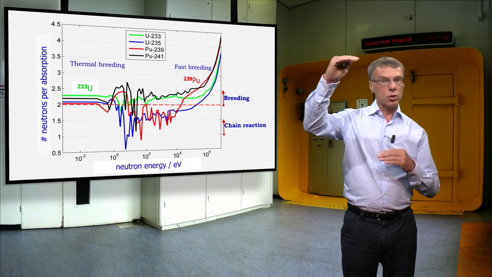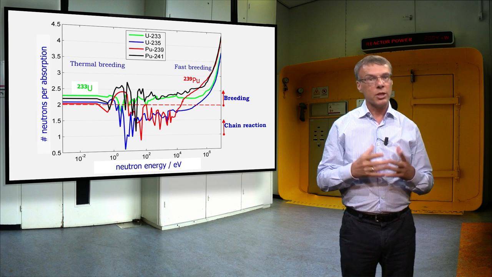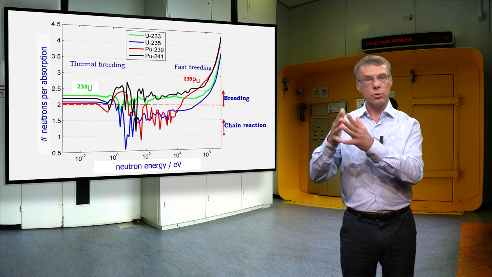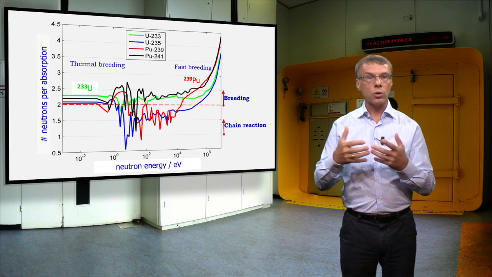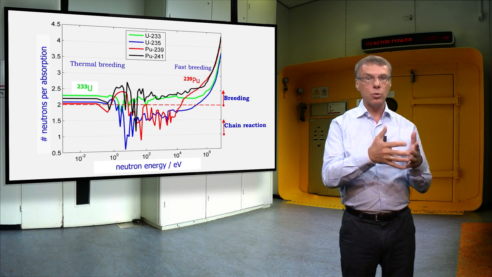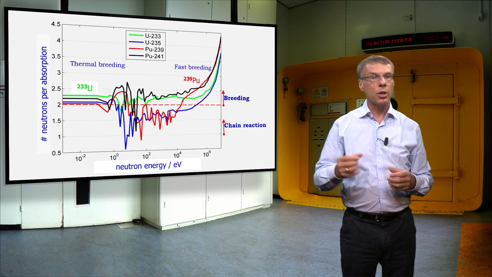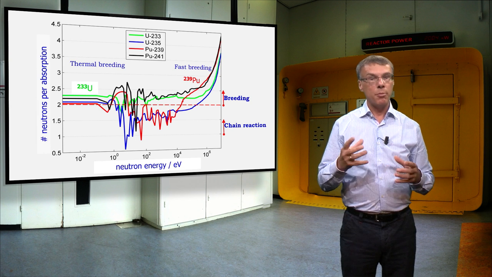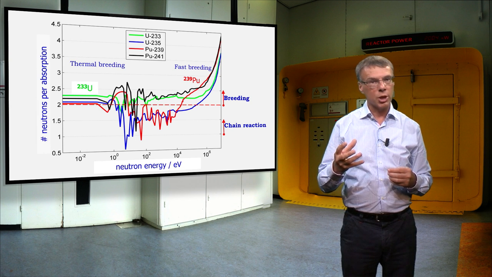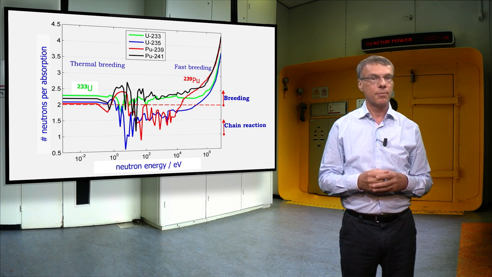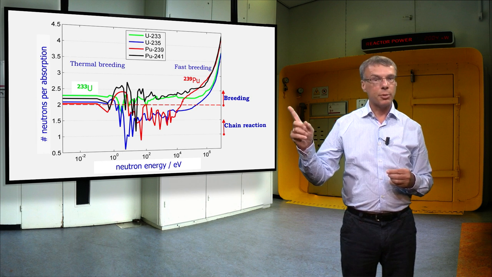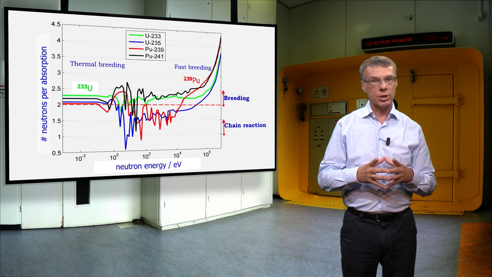If the line is above 2, there is 1 neutron left to convert uranium-238 into the fissile plutonium, or to convert thorium-232 into fissile uranium-233. In principle, breeding is possible then, meaning that the number of fissile isotopes in the fuel increases. As you can see, this parameter is strongly dependent on energy.